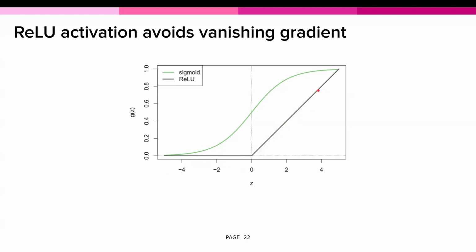This linear slope for positive values of z means that ReLU is going to avoid the problem of vanishing gradients entirely for a large range of possible inputs. As long as the neuron is active, the gradient is going to remain constant during backpropagation. This allows it to propagate effectively through many layers without diminishing. This property has made the ReLU and some of its variants the default activation function in most deep networks today.